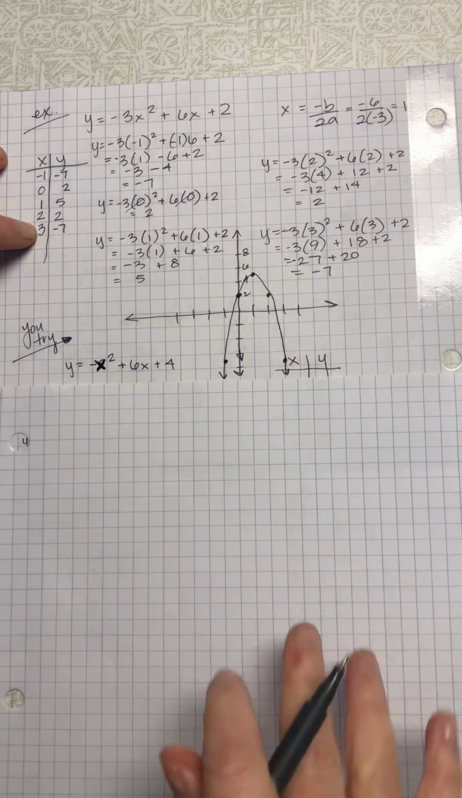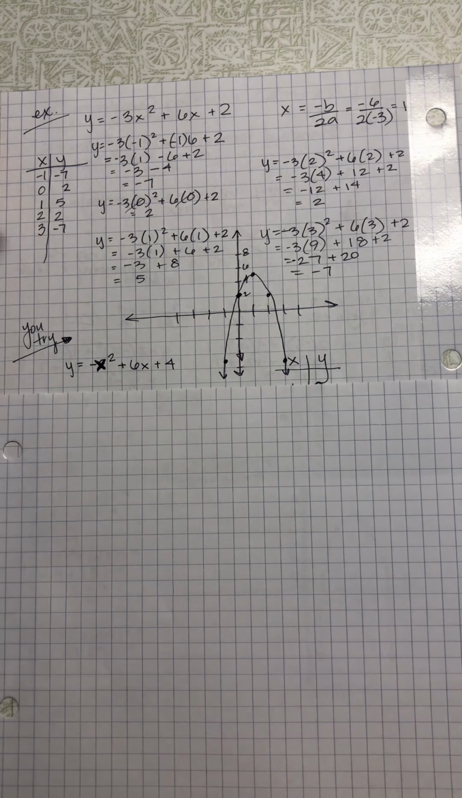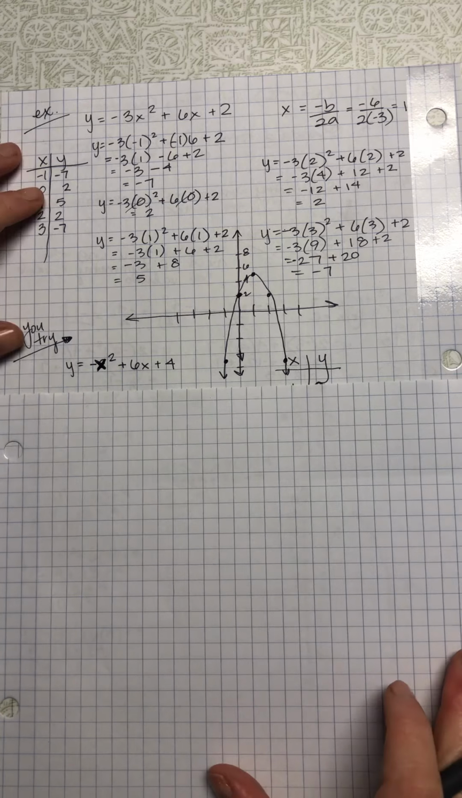Okay. In case you haven't noticed, next up is a U try. Go ahead and pause it and give this a whirl. The first thing you should do is find your line of symmetry, your x value.